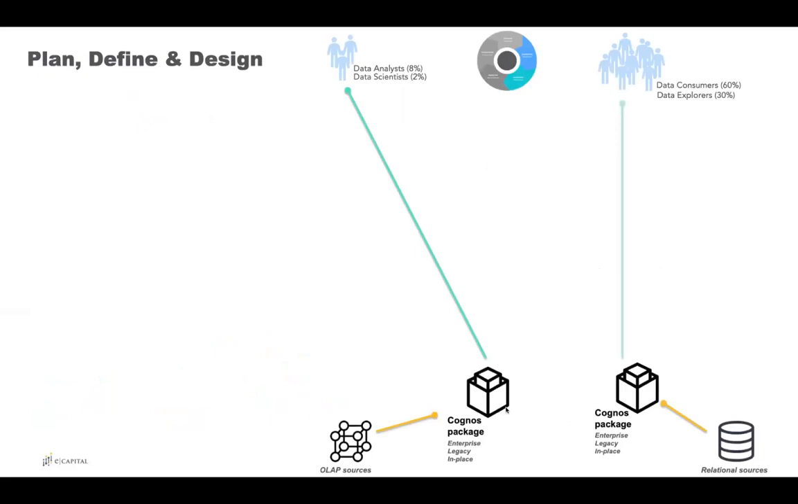Typically, when you turn on the switch on Cognos 11, you're going to end up with Cognos packages, or Framework Manager packages, which are mapping OLAP sources or relational sources, and you're going to use those from the beginning, which is fine. Look at Cognos packages maybe as a legacy way to present your data. It's already in place. It's very enterprise and should be used.